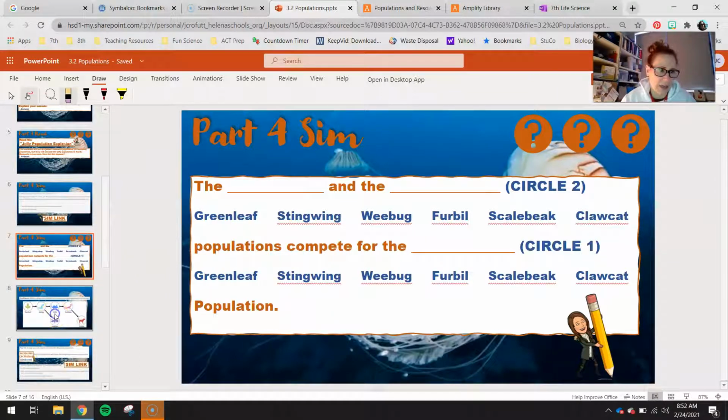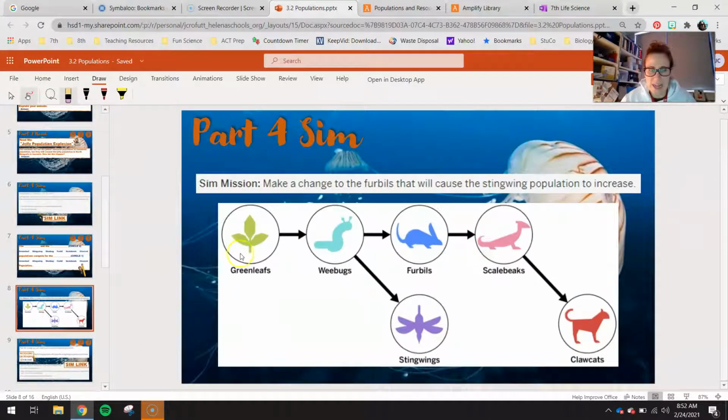So we're on slide 8 now. Here is that same little image that you guys saw, maybe organized slightly different, but same transfer of energy, same food web. Your sim mission is to make a change to the furbills that will cause the stingwing to increase.